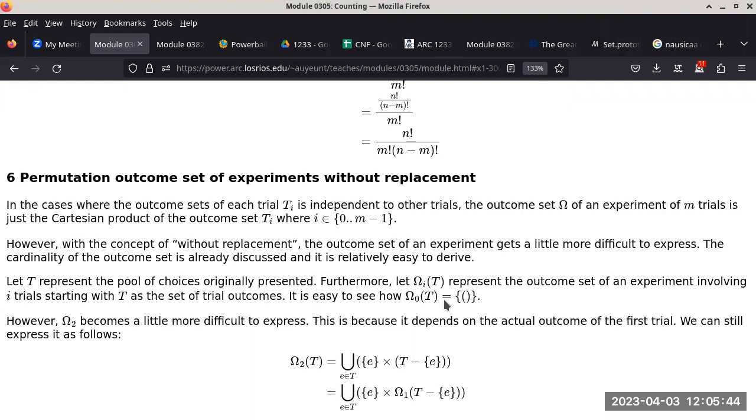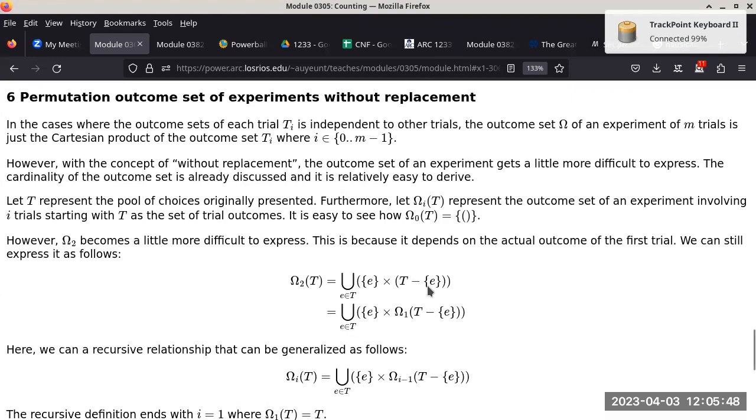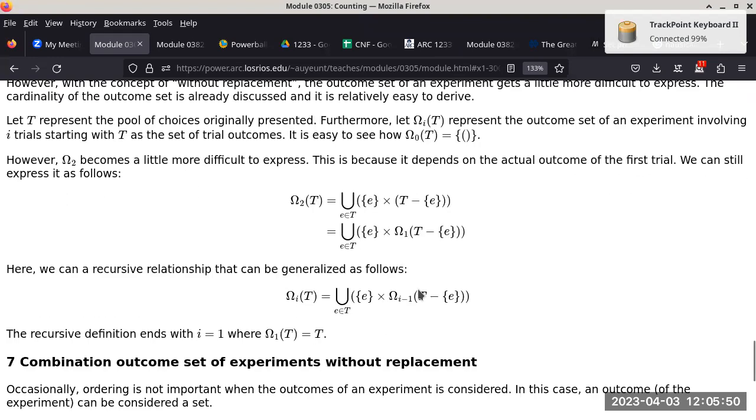So now we look at the recursive definition, and it is down here. It is basically asking: what if I is not zero? What if I is greater than zero? Then what do we do?